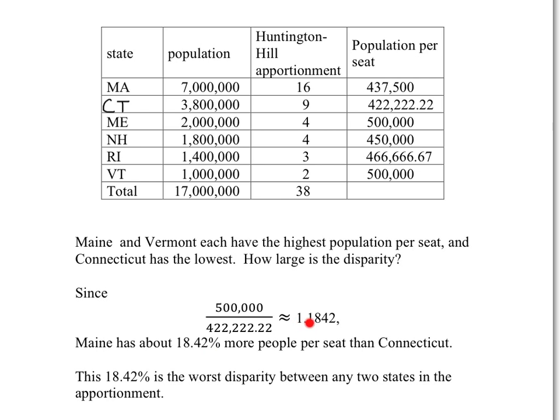Now, if the relationship between this number and that percentage mystifies you at all, don't worry, we will come back to this in detail in a later chapter. The point is that if you are willing to believe that Maine has 18-point-something% more people per seat than Connecticut, notice that this is the largest disparity between states. Maine is the most crowded and Connecticut the least crowded in population per seat, i.e. population per congressional district.